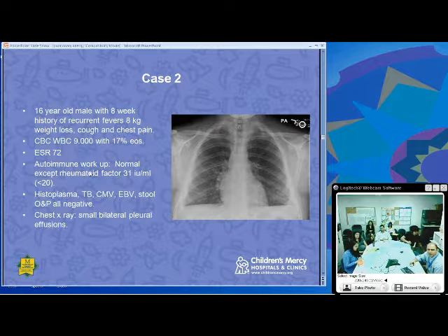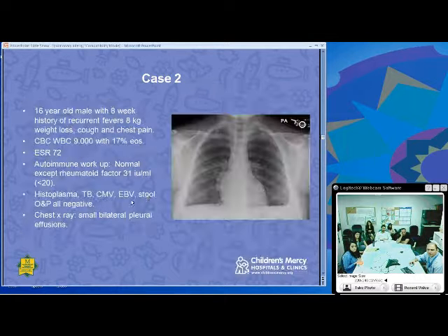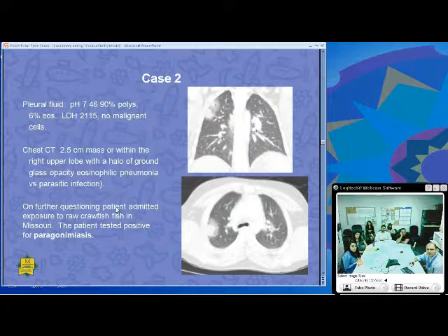He had an immune workup. Everything was fine except for the rheumatoid factor that was very mildly elevated. He was seen by ID, and a very extensive ID workup was done, and it was completely normal or negative. They actually looked for stool, ova, and parasites, and it was negative, CMV, EBV. Because of the pleural effusions, the fluid was tapped, and he had a normal pH, but he had very significant inflammatory cells with 90% polys, and again, he still had some eosinophilia, and the LDH was very significantly elevated at 2,000.